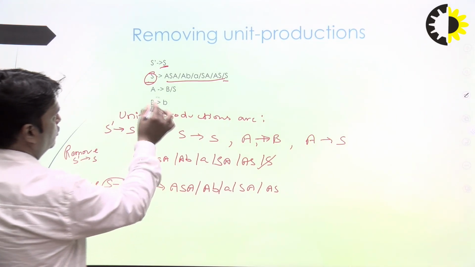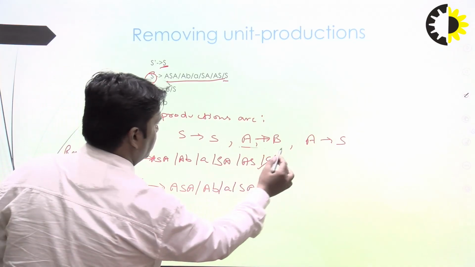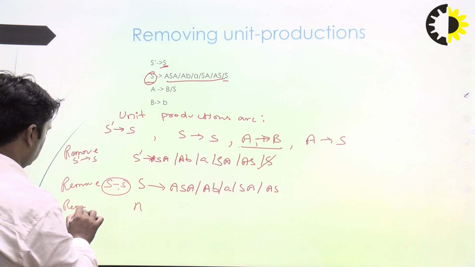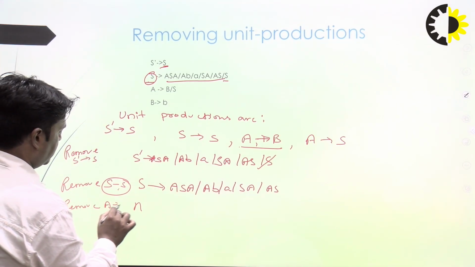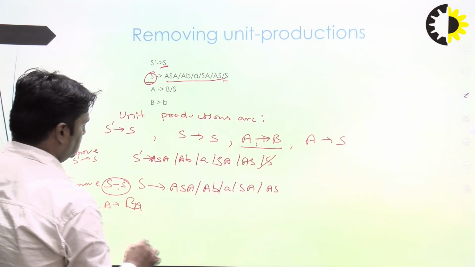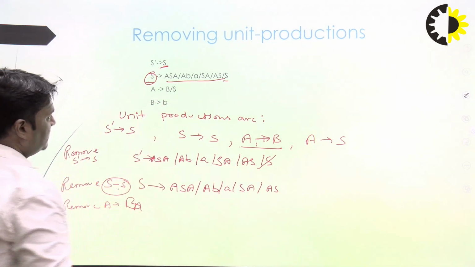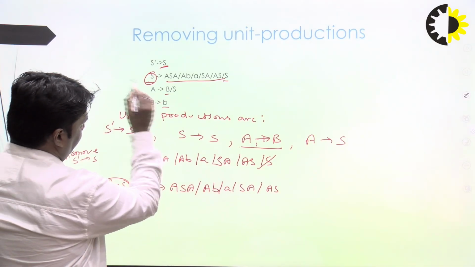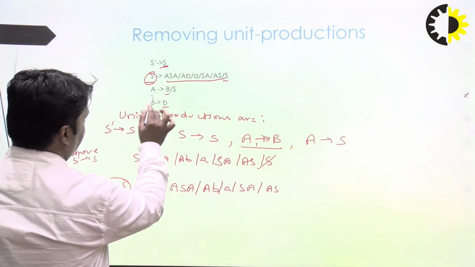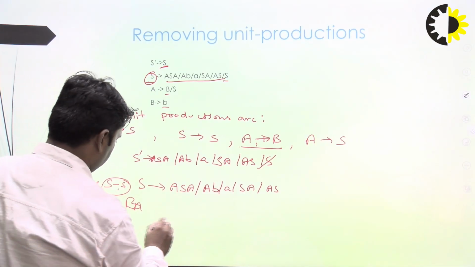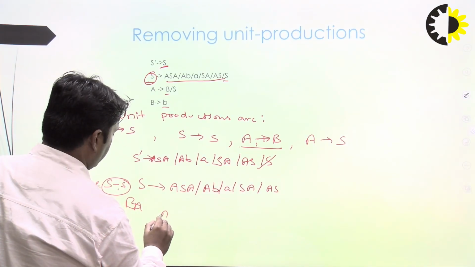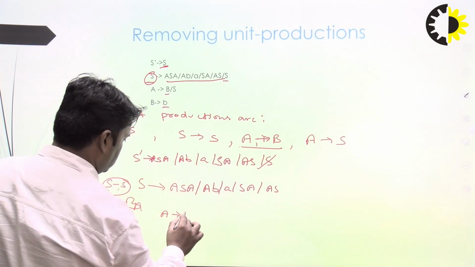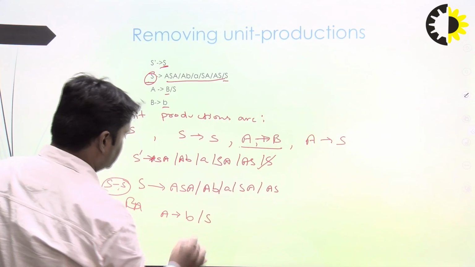Next, we remove the next unit production, A implies B. Remove unit production A implies B. Then if we put the value of B here, the production A implies B will be removed. Then A implies B put here, B slash S.